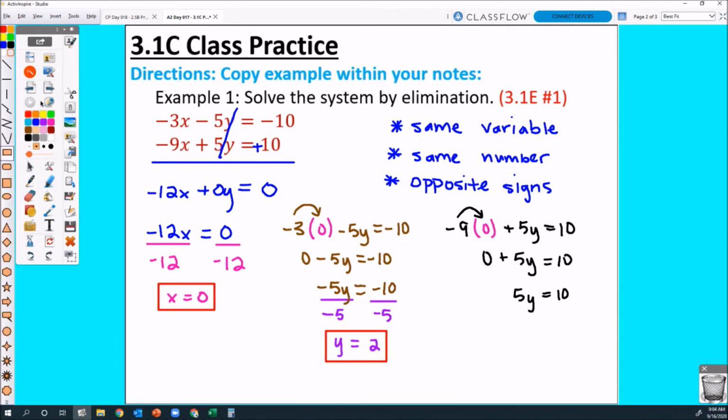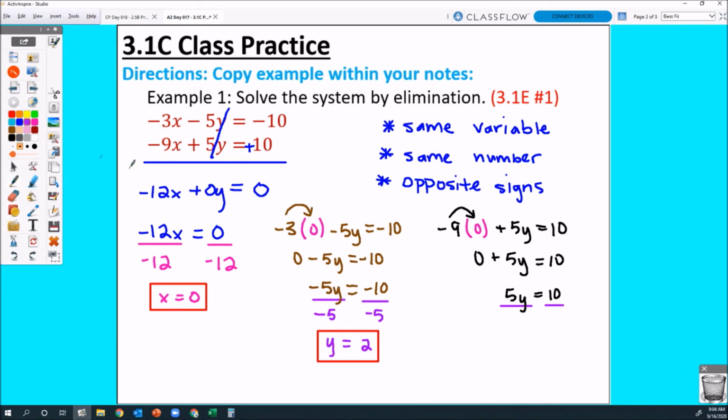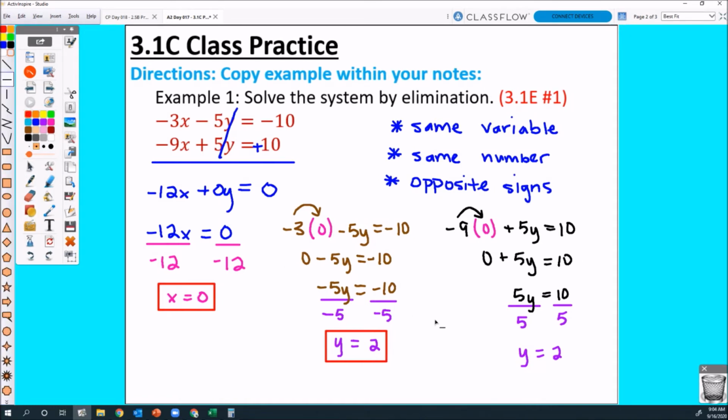Now, I'm going to divide both sides by 5 because the y is multiplying to the 5, and this one is a positive 5, so just keep that in mind. So again, I'm dividing both sides by positive 5. So on the left, it will be a positive y. Positive 10 divided by positive 5 will be a positive 2. So I plug in both equations, and we ended up with the same answer, y equals to 2.